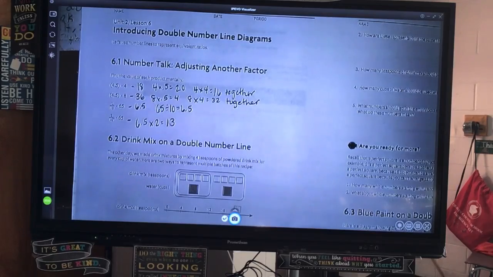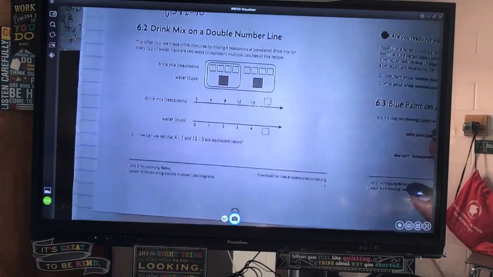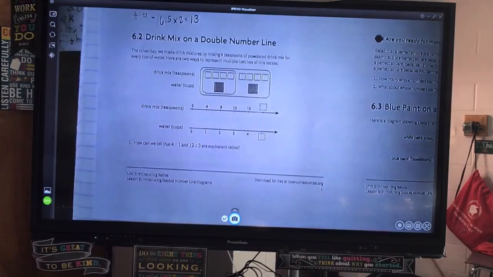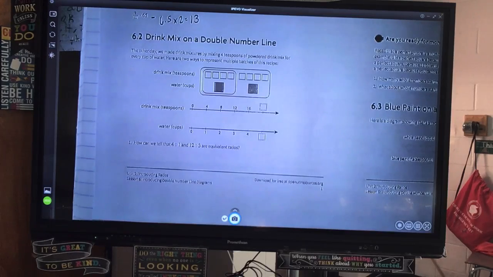Yeah. Yep. All right, let's slide down to the drink mix. All right, so since the other day we made a drink mix, which we did not, so don't be like, no, we didn't. By mixing 4 teaspoons of powdered drink mix for every cup of water. Here are 2 ways to represent multiple batches of this recipe.